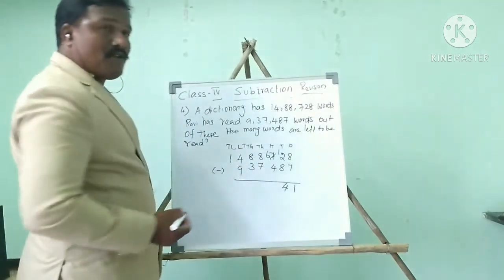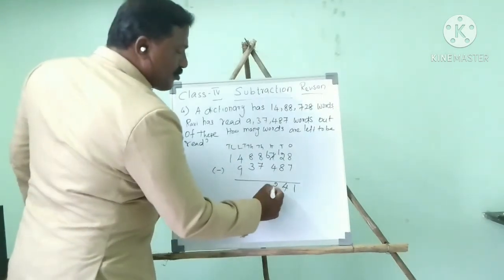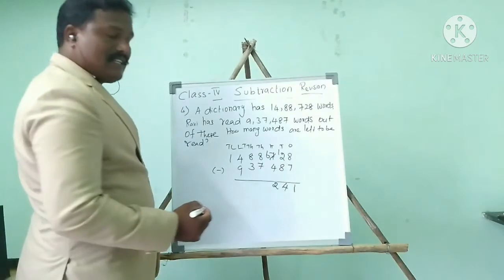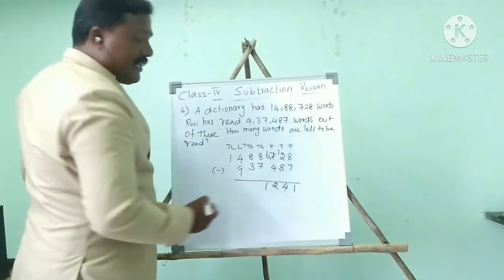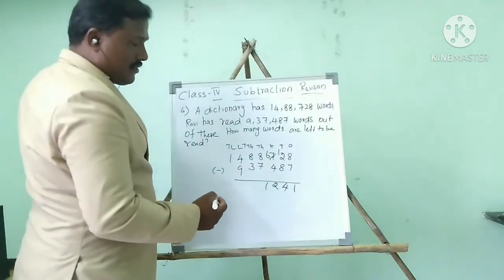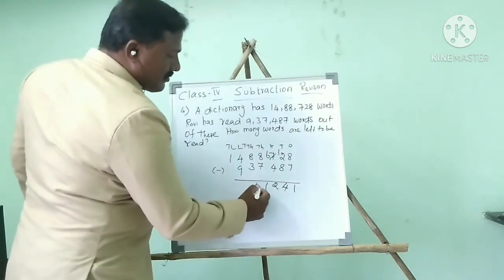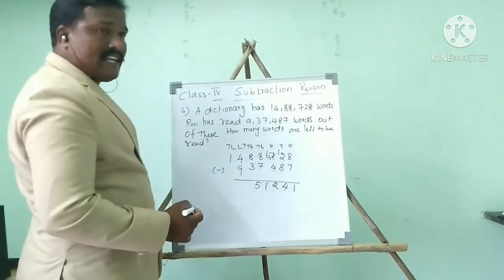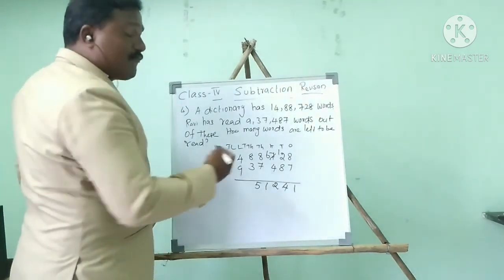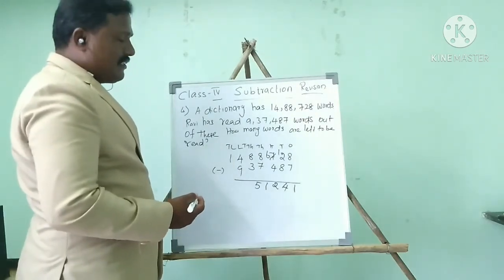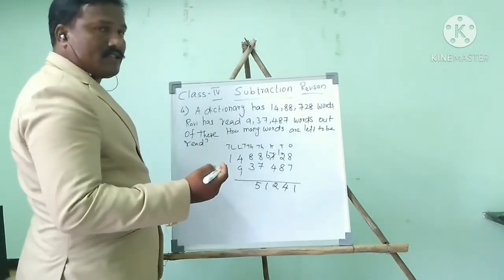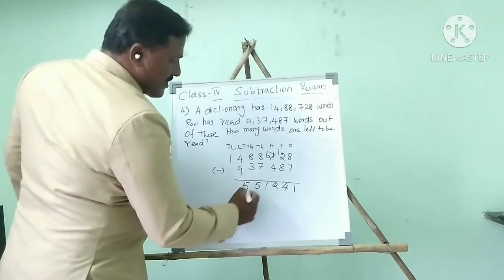So 6 minus 4, we know the difference is 2. 8 minus 7, the difference is 1. 8 minus 3, difference is 5. 4 minus 9, we can't subtract, so we take 14. So 14 minus 9: 10, 11, 12, 13, 14. So 5 is the difference.